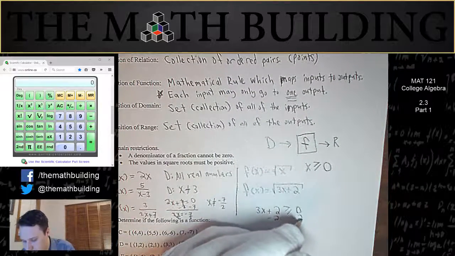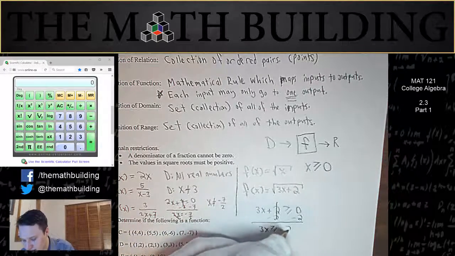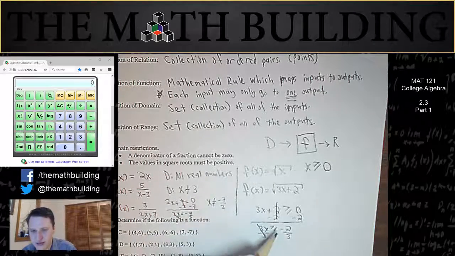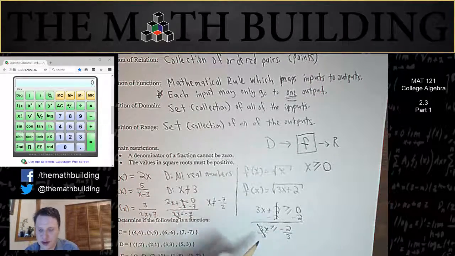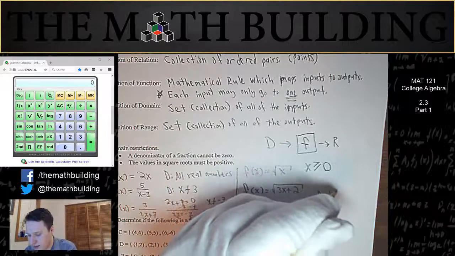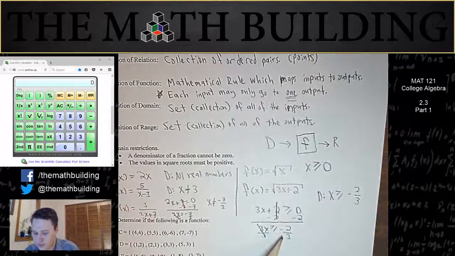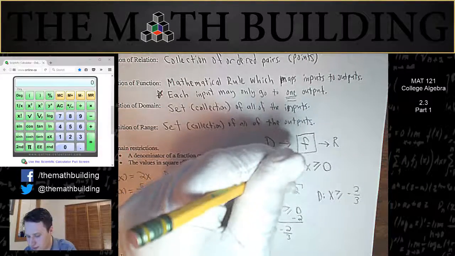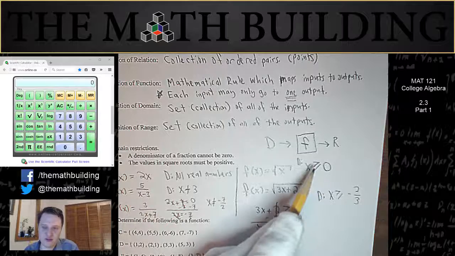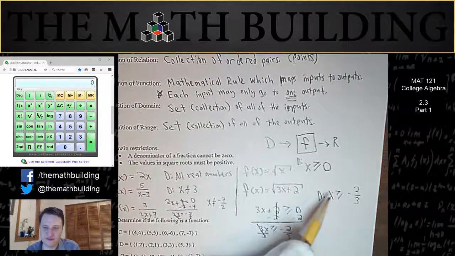Minus 2 on both sides: 3x is greater than or equal to negative 2. Divide by 3. Don't forget that if you divide by a negative, you need to flip this sign. The domain of this is going to be x is greater than or equal to negative 2 over 3. We didn't need to flip the sign because we divided by a positive. So the domain of the square root of x is x has to be positive or equal to 0. In this case, we just solved this inequality to find the domain.